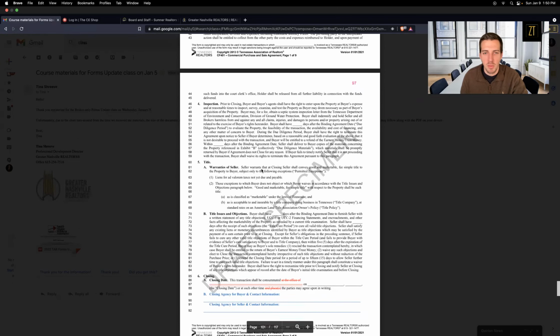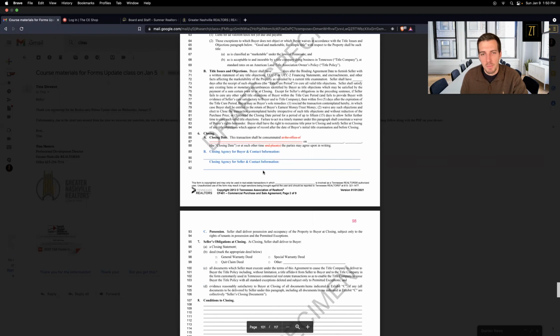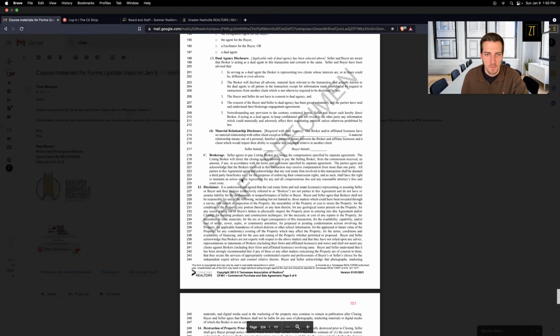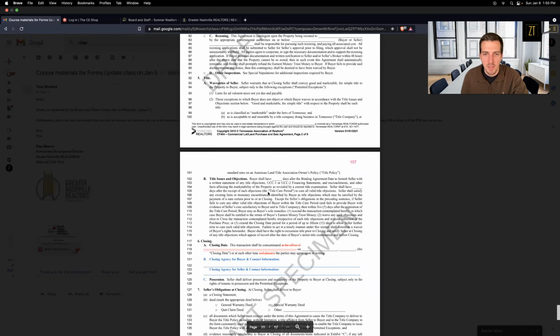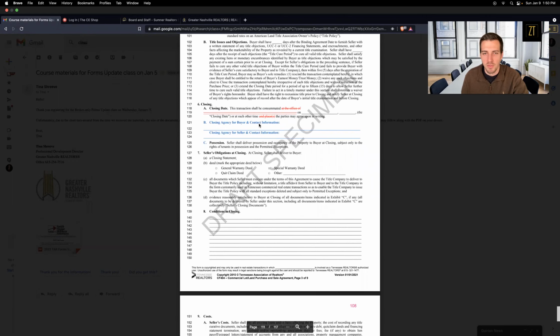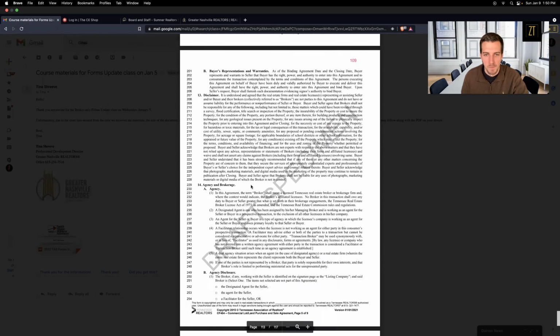Commercial purchase and sale agreement. They've updated this to make it more like the purchase and sale agreement for residential properties. This transaction shall be consummated on blank, or at such other time the parties may agree upon in writing. Closing agency for buyer, closing agency for seller. So they added those. So that's the change there. Commercial lot and land, same thing. Closing agency for buyer, closing agency for seller.